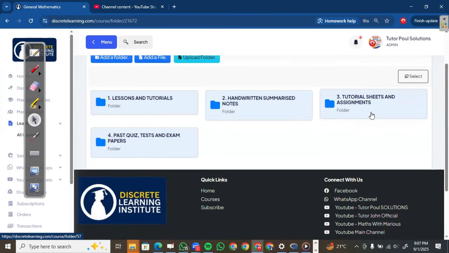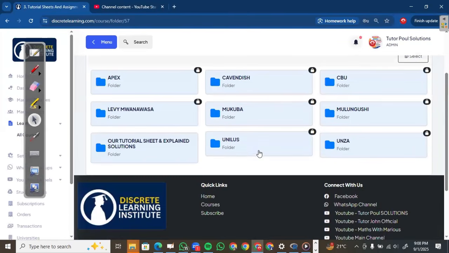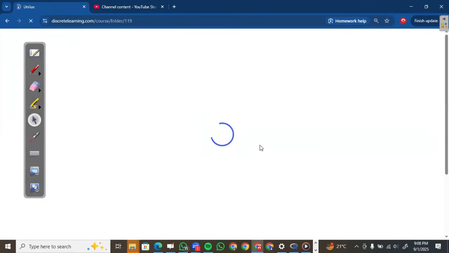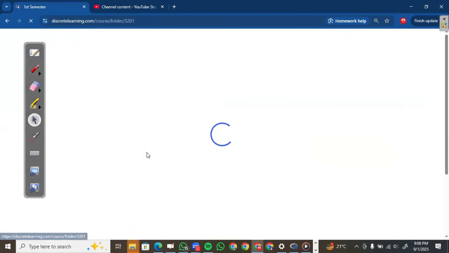Here there are past papers, here there are tutorial sheets. As you prepare for your mid-semester exams, we have videos on the tutorial sheets. And if you are able to solve all questions in the tutorial sheet, it will be very easy for you to pass. So if you open this folder, what university is this? Unilus. So you find this folder for Unilus if you're from Unilus. It's going to ask you first semester, second semester. You guys are in first semester, right? So you go in first semester there.